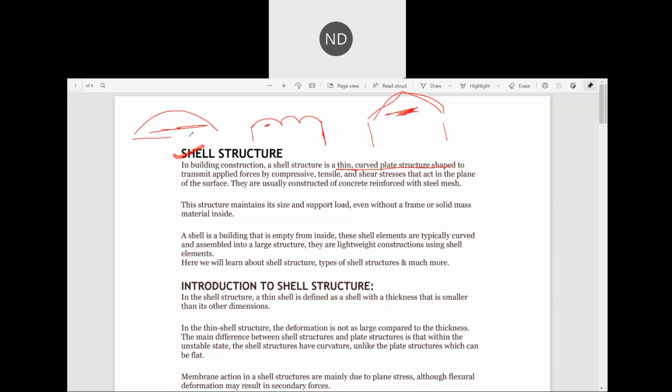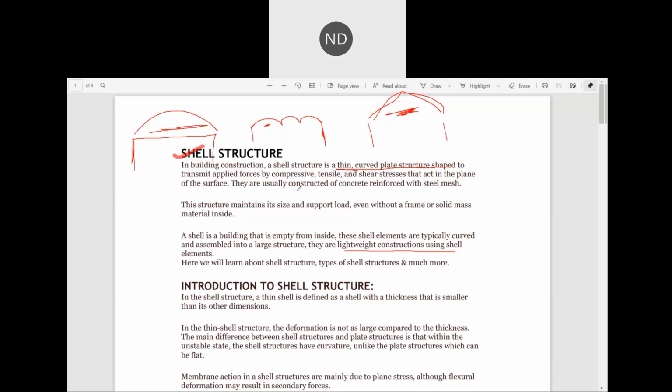And below this we have what? Below this we have the main structure with columns, etc., right? So these are your shell structure. And these shell elements are typically curved and assembled into a large structure. They are lightweight construction using shell elements. Here we will learn about shell structure, types of shell structure, and much more.